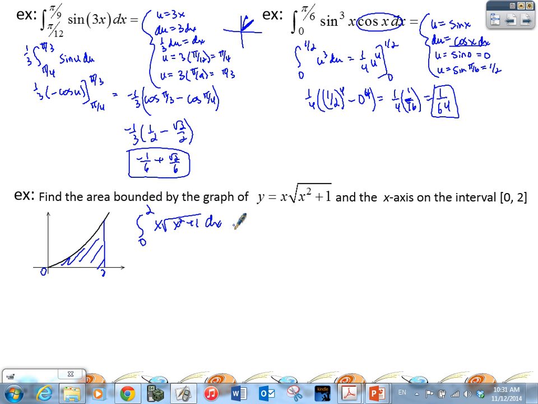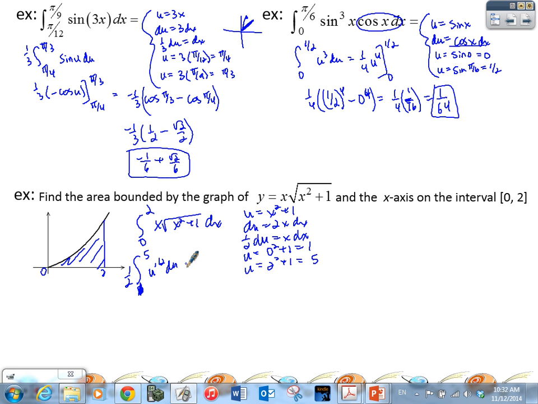So let's do our u sub. U is going to be x squared plus 1. du is 2x dx. I have a constant to deal with, so let's move it over. Let's go ahead and change our bounds. U equals 0 squared plus 1, or 1. And u equals 2 squared plus 1, or 5. So I have the integral from 1 to 5. Got a 1/2 there, and we have u to the 1/2 du.